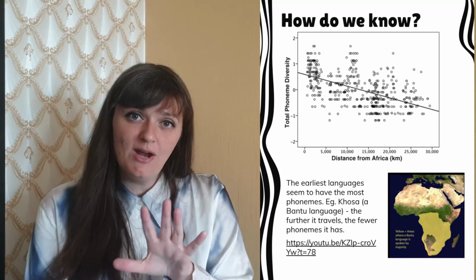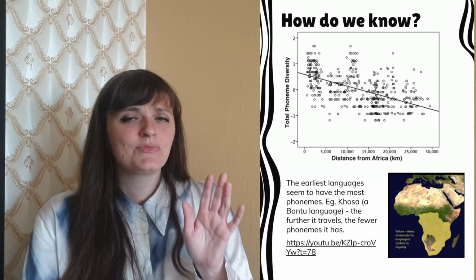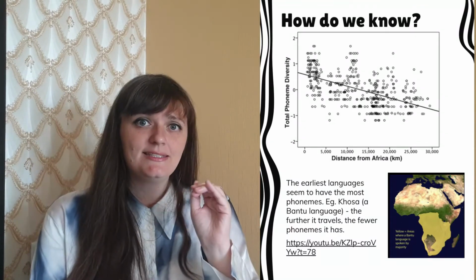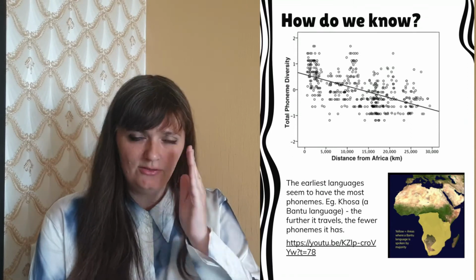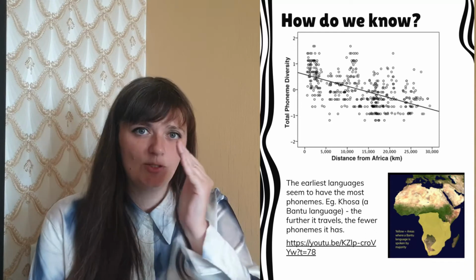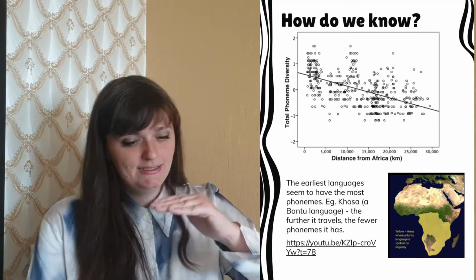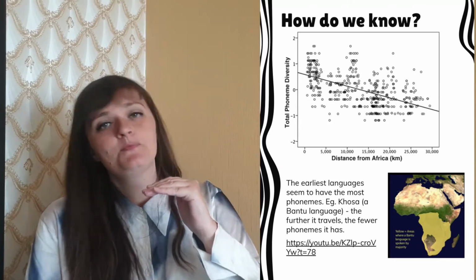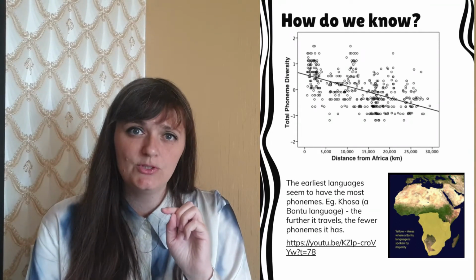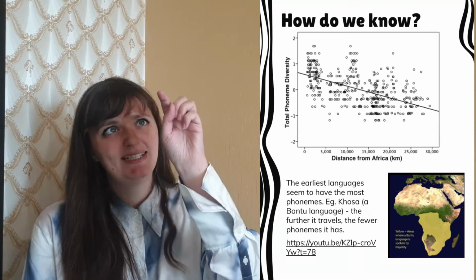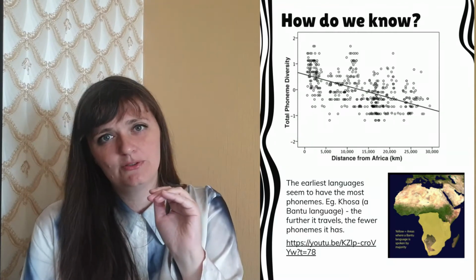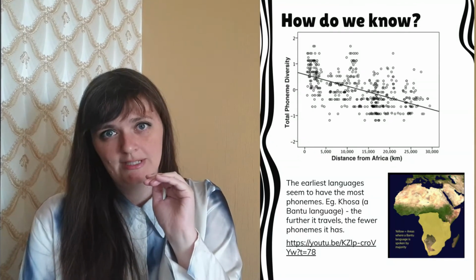And actually, if you draw a graph, you can see the graph on the screen. You can see that the horizontal axis, this is distance from Africa. So on the left side, you have like in Africa. And as you go further away, this is going out of Africa. And on the vertical axis, going up and down, you can see it's the number of different sounds a language has got. So if it's up here, it has got more different sounds. And if it's down here, it's got fewer different sounds.